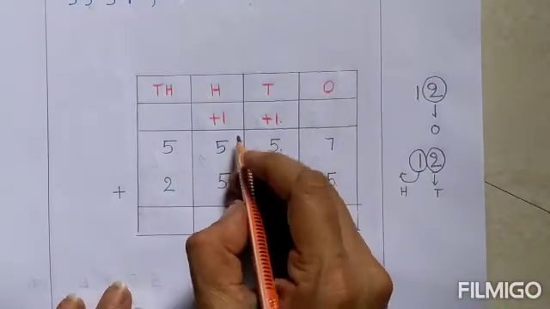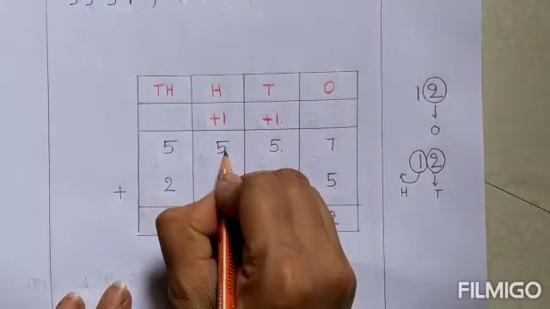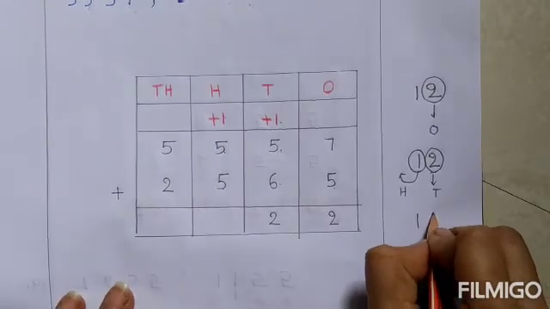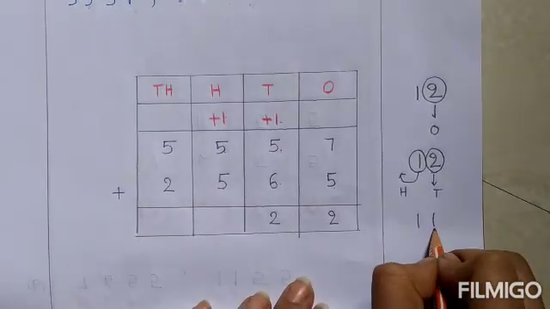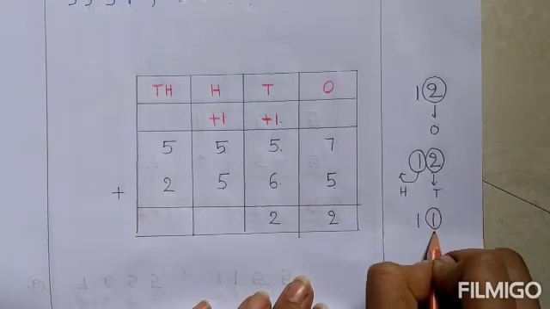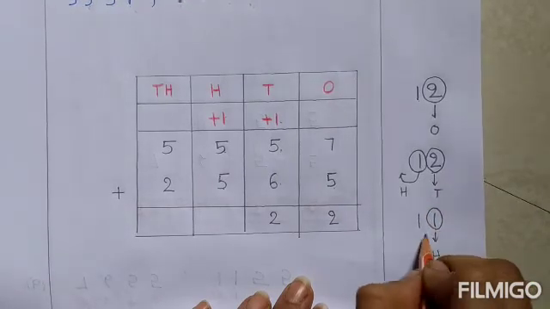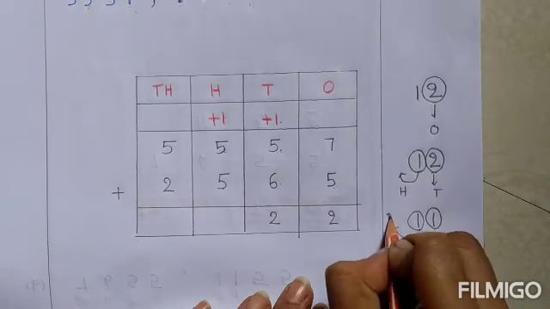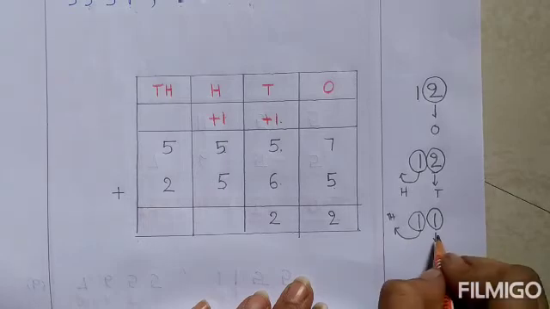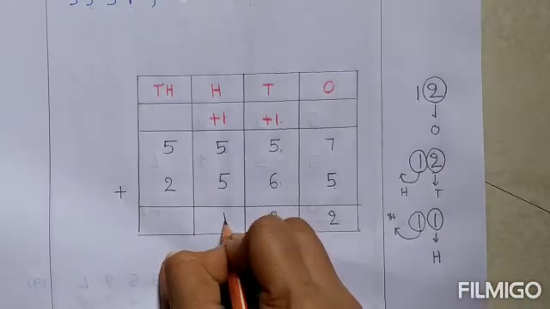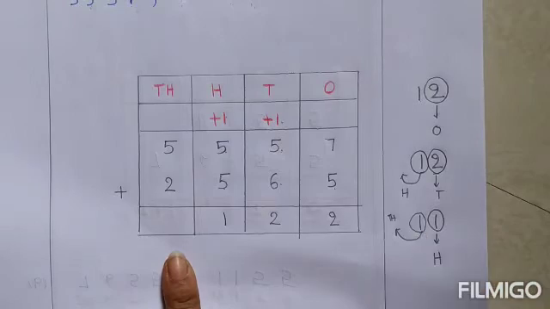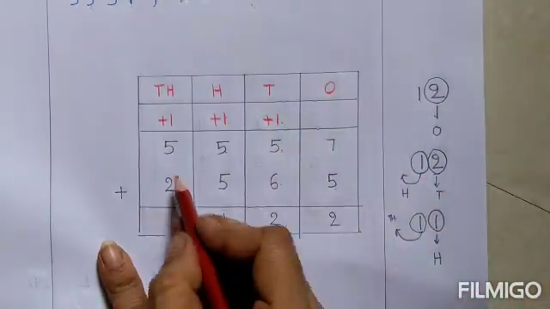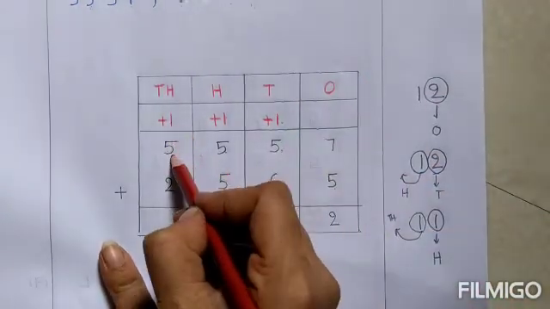Now add, children. 1 plus 5 is 6. 6 plus 5 is 11. So again you got 2 digits. Now this 1 will be in hundreds place. And this 1 will go to the next place, that is thousands place, as a carry forward. First we will write this digit in hundreds place. And this 1 will go to thousands place. Now add 1 plus 5 is 6.